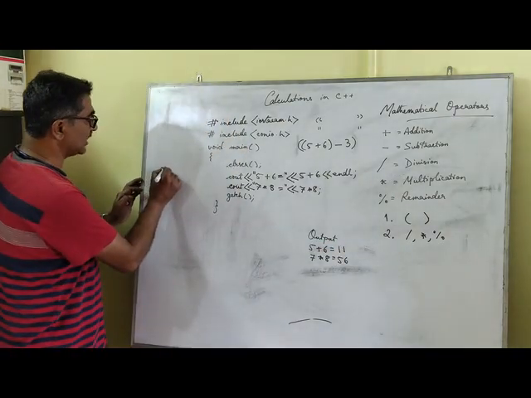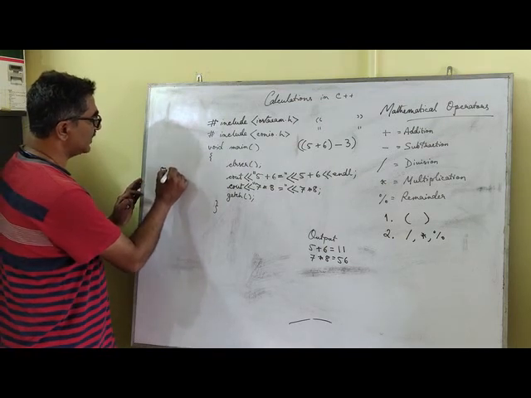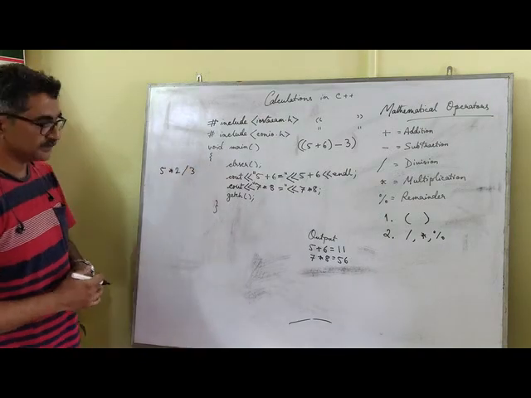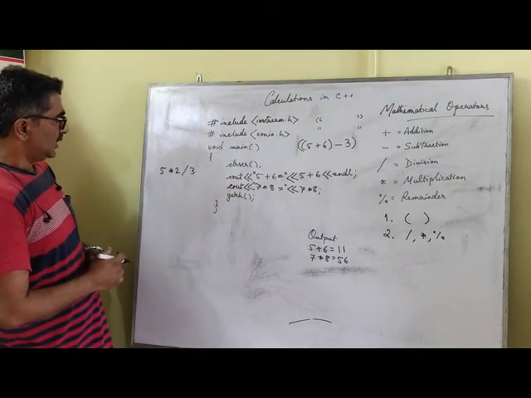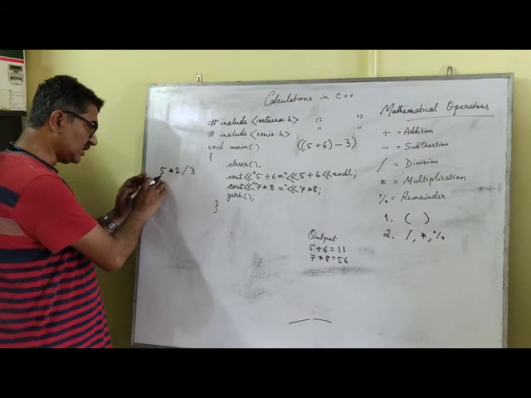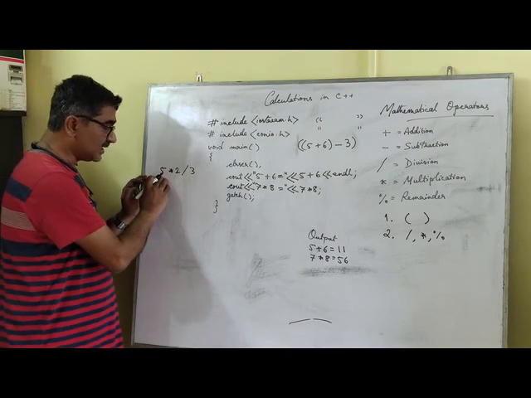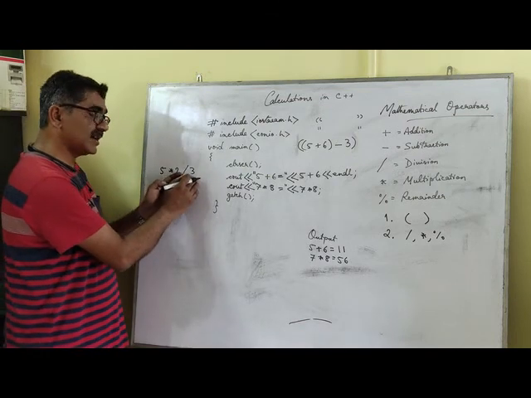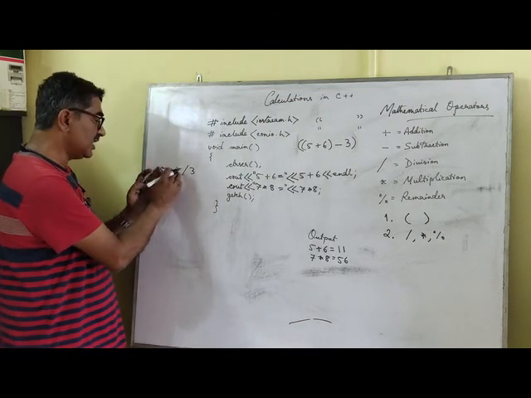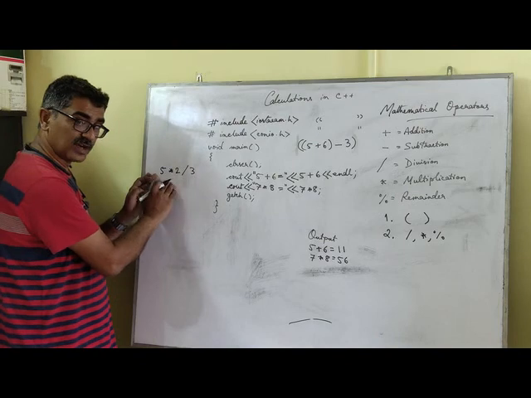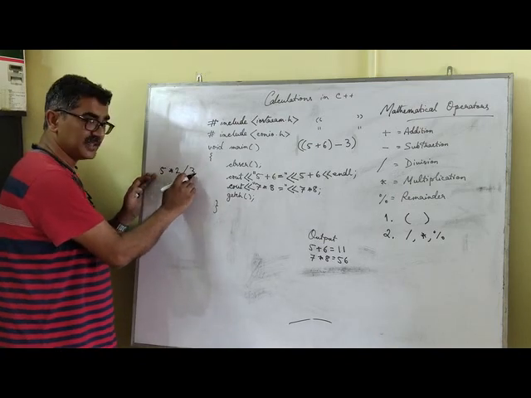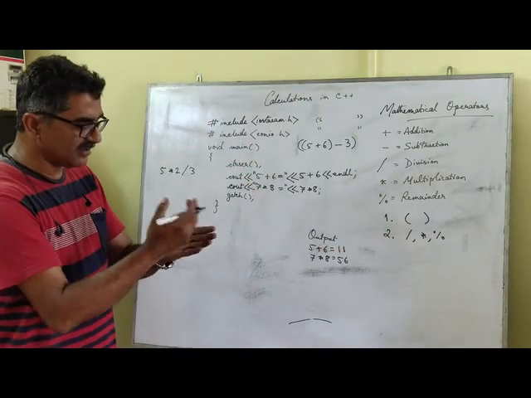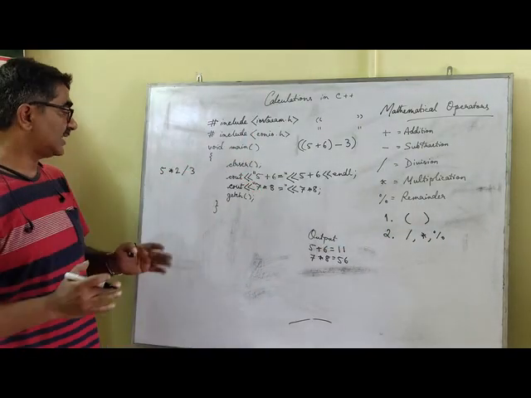Suppose we have something like this, 5 into 2 slash 3. So suppose if I have this, what it will do is, it will first multiply 5 with 2. Unlike mathematics where 2 will be divided by 3, no, it isn't that way. So 5 will be multiplied by 2. Whatever is the result, it will be divided by 3. Because slash, into and modulus have the same priority. Whichever comes first will be evaluated first. That is how it works.